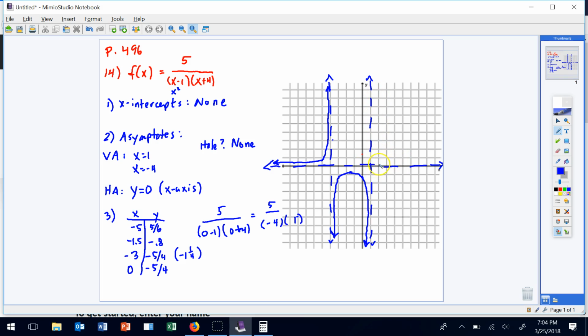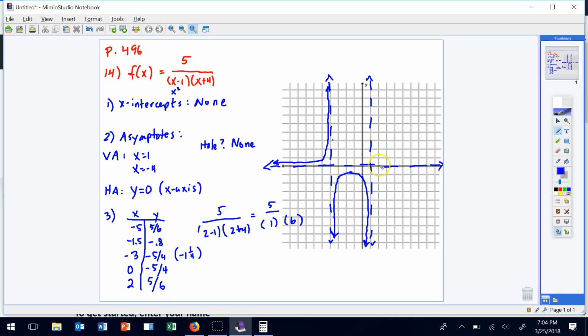Let's choose 2 as an input. We want to find out what happens to the right of x equals 1. So I'm going to input 2 into my function. All right, so let's set this up. 2 minus 1, 2 plus 4. Looks like we're going to get 5, 6. So 2 minus 1 is 1 times 6, so we get 5/6.